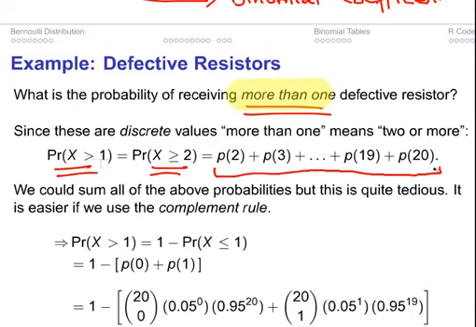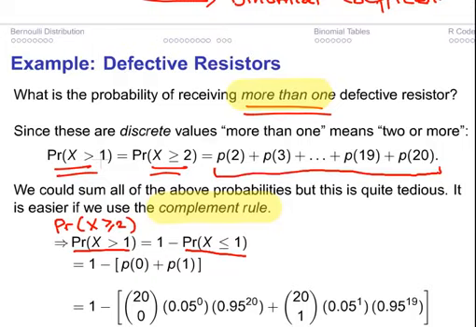That's probability 2, probability 3, probability of up, all the way up to 20. So there's 19 calculations that you could carry out there and just add them all up together. Do you want to do that? No, you don't. This is where the complement rule comes in again. What's the complement event of that? The complement event of the probability of X greater than 1 is this. Remember, this is the probability of X greater than or equal to 2, and that's the complement of the probability of X less than or equal to 1.